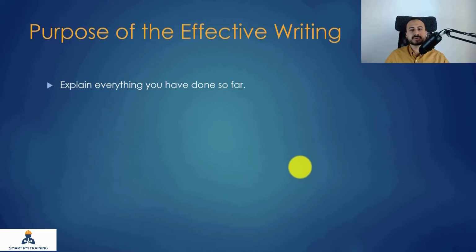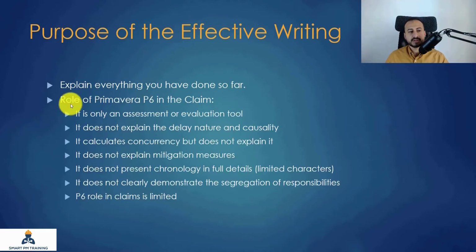So what is the purpose of the effective writing? You will have the opportunity to explain everything you have done so far: how you identified the event, what is the cause and the effect on the program, your chronology, your delay analysis method, and so forth. The role of Primavera P6 in the claim is very, very limited. The Primavera is only an assessment or evaluation tool.